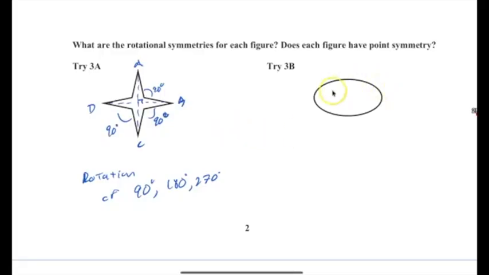And the circle here, it's an oval. This I can only flip upside down, because if you do it any other turn, it's not going to be the same. So this would be a 180 degree one.